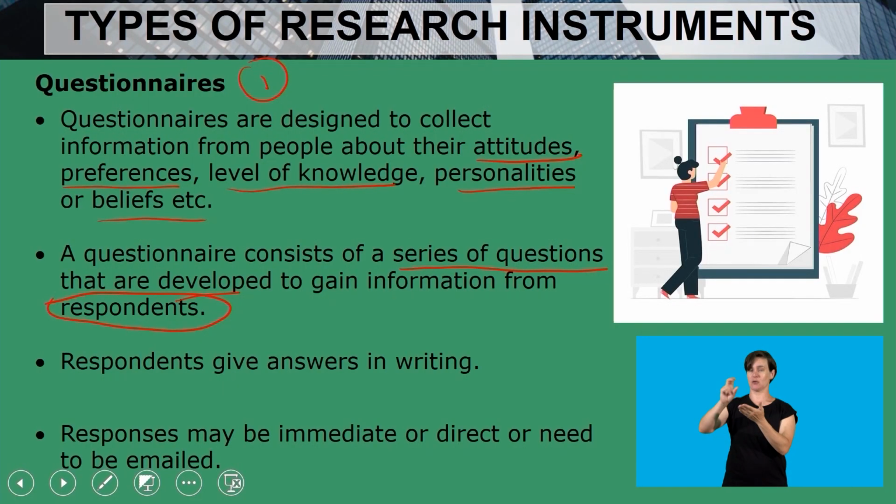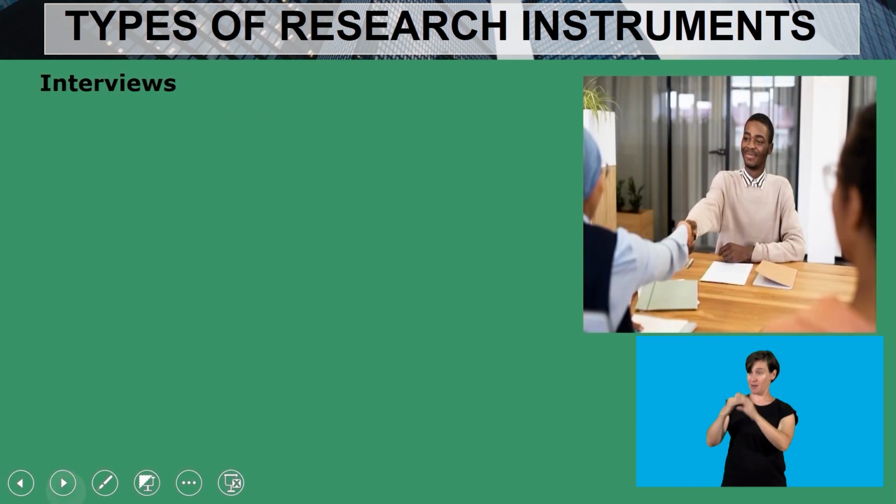So it needs to help you. It needs to give you that information, because if you are doing a questionnaire but you're not getting the information that you need, then again, it's a futile exercise. Respondents give answers in writing. Responses may be immediate or direct, or need to be emailed, especially now because we are in the fourth industrial revolution, or we are moving towards that, we can email our responses so that we can analyze them from the emails.